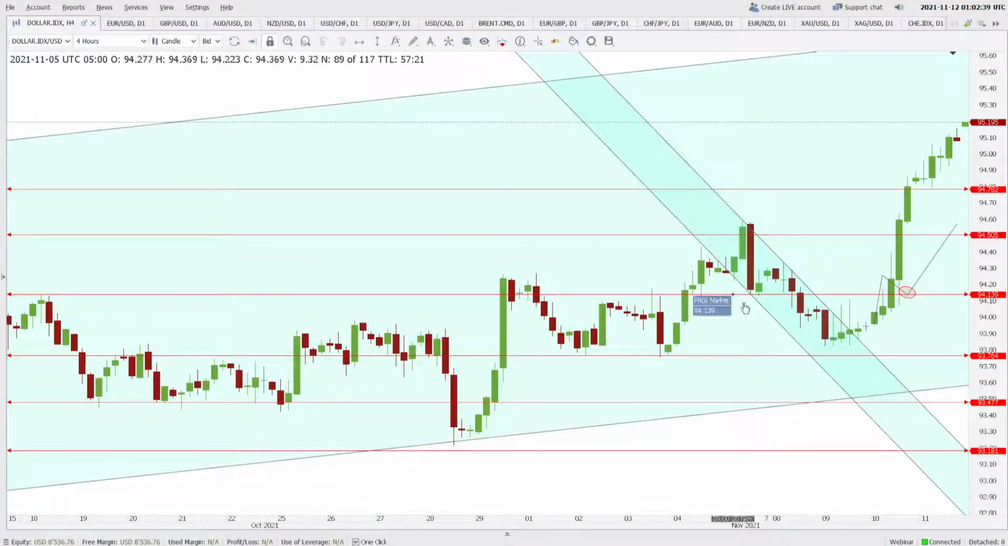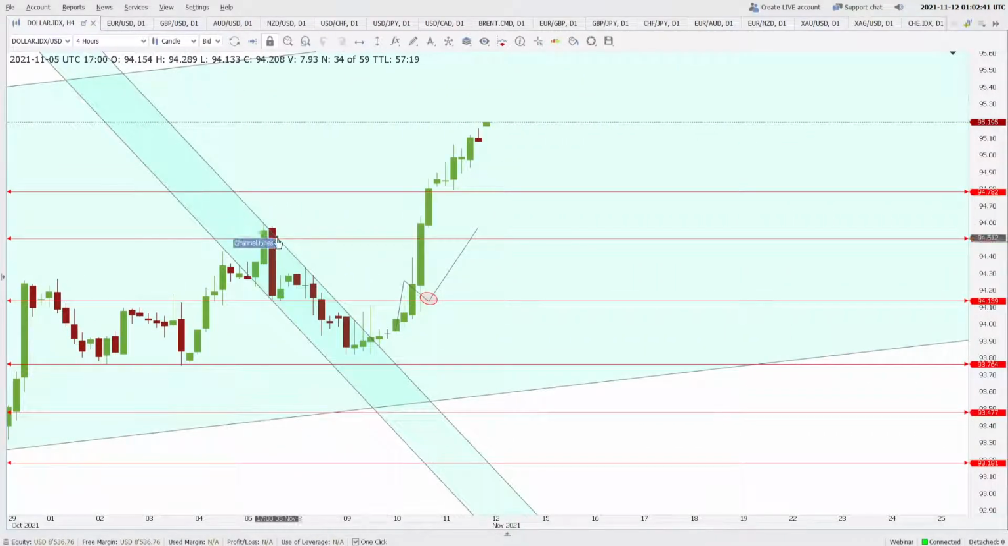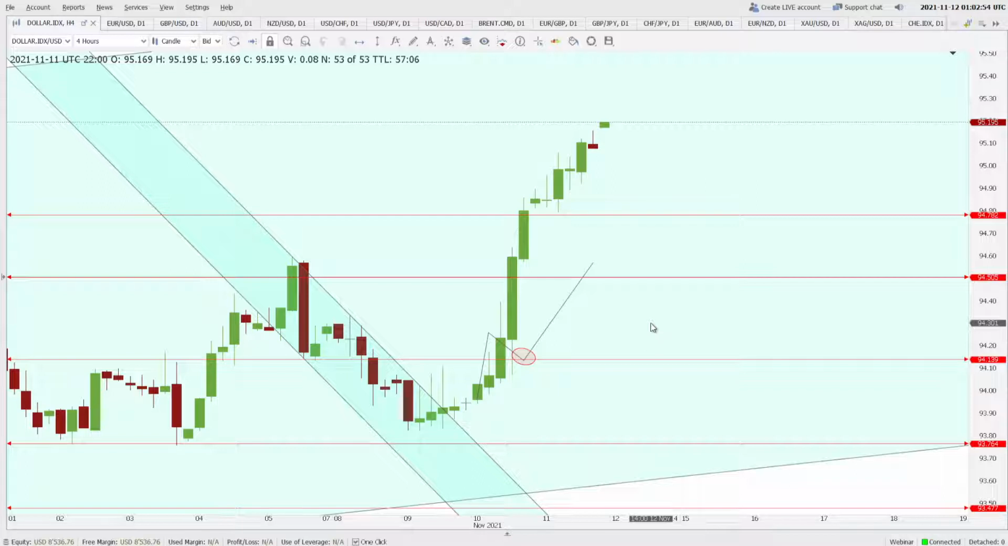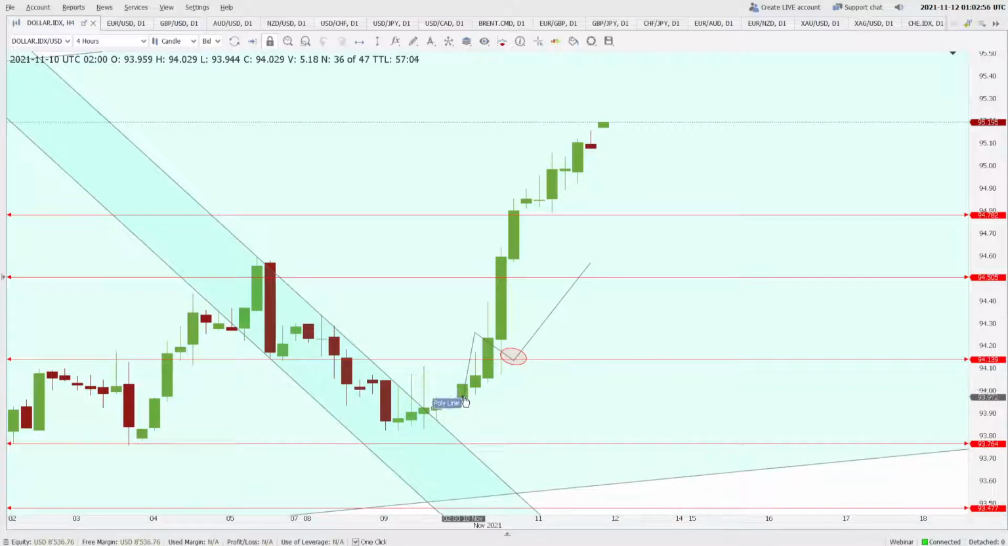So we created a channel down because it seemed like a pullback, and the price failed to close or break this recent low, and in fact the price broke to the higher side. And see what happened after the breakout. If you remember, we had said that when the price goes higher than this and comes back to test this area, that will be our area of interest to open buy positions.